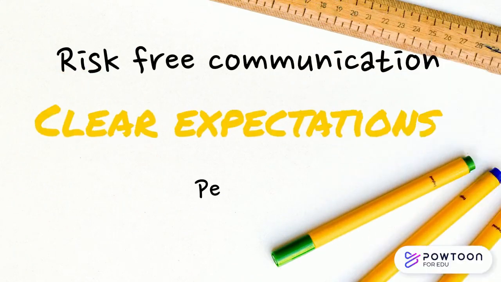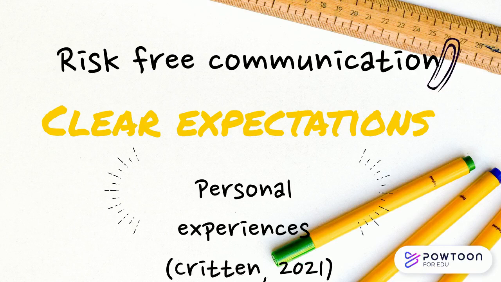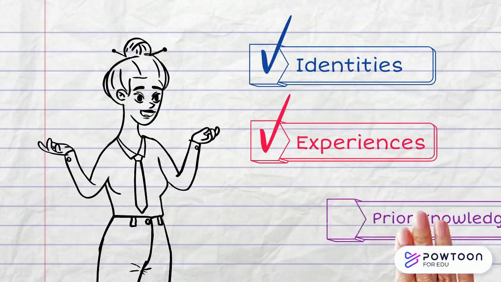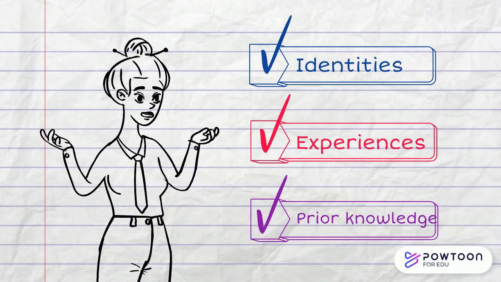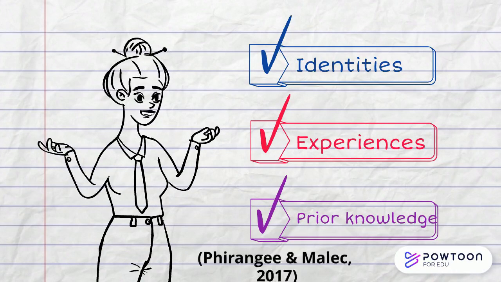In a risk-free, open communication setting, students need clear expectations, regular feedback, and the opportunity to explore topics with injections of personal experiences. Promoting acceptance of persons, including openness to identities, individual experiences, and levels of knowledge, supports a stronger sense of community among peers.